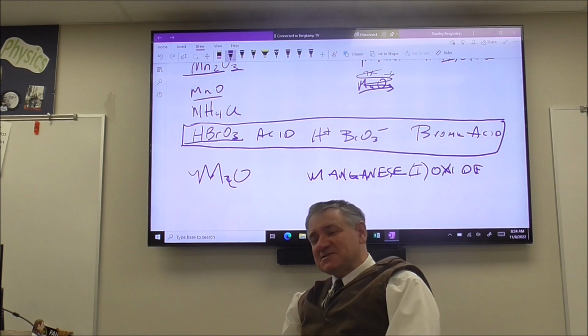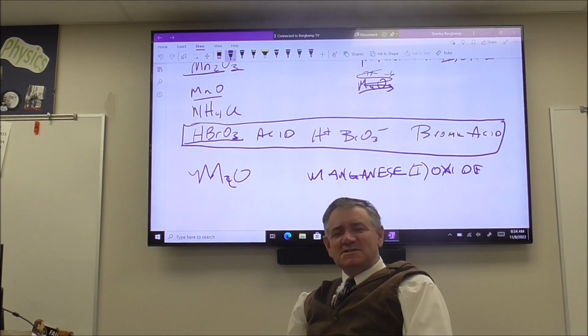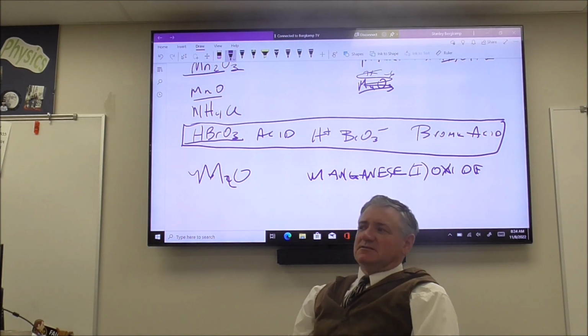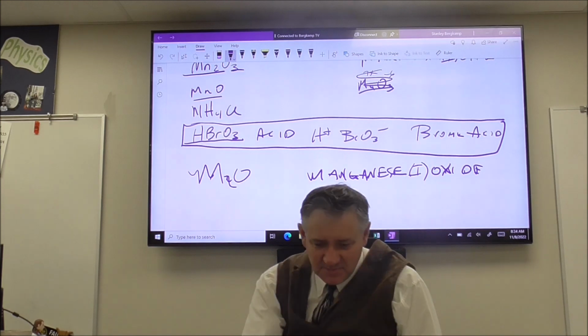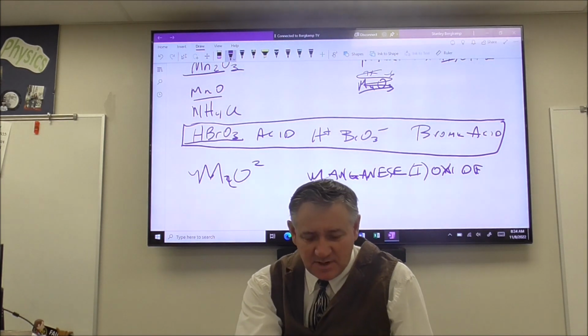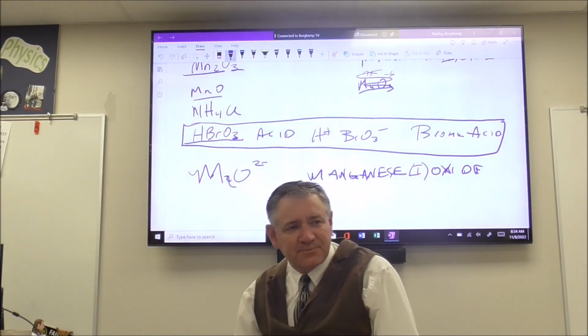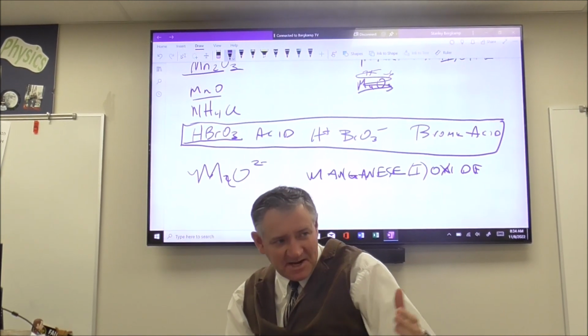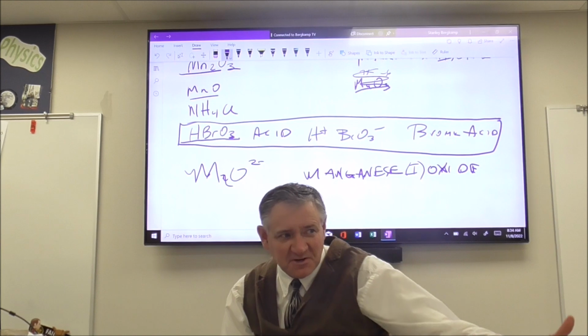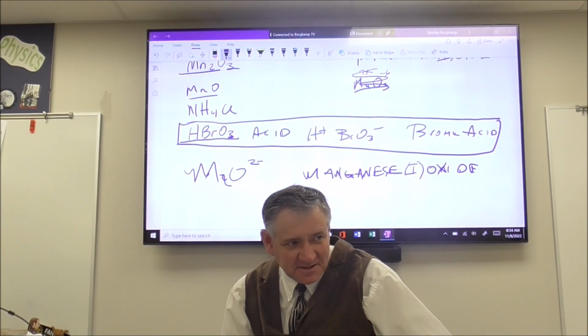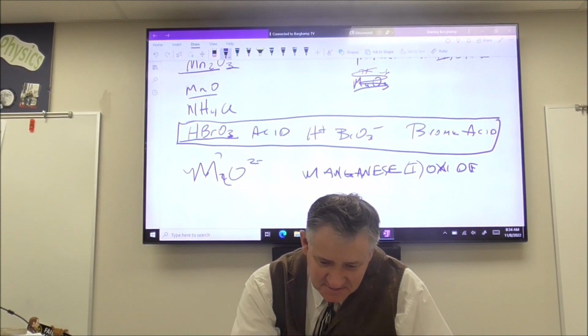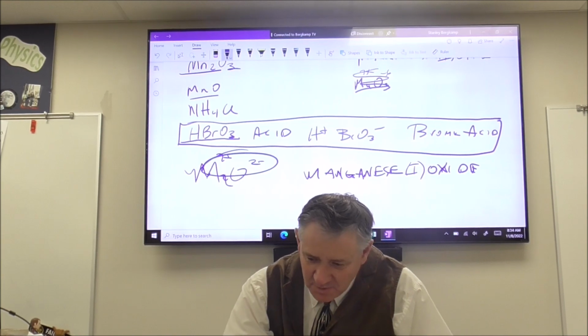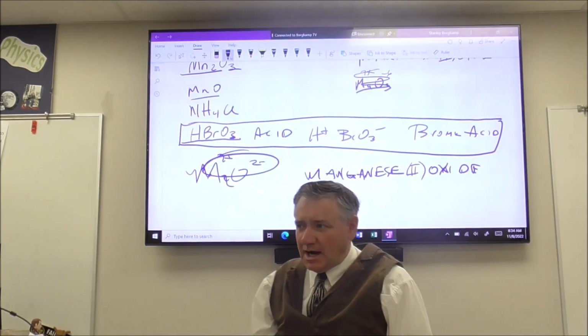Is it because oxygen's oxidation state is 2 minus? Yes. Start with your anion. What's the oxidation state of oxygen? Always 2 minus. There are no exceptions except for hydrogen peroxide, and don't worry about that. So, Luke, if oxygen is 2 minus and everything has to add up to equal 0, what does the manganese have to be? 2 plus. 2 plus. So therefore, we get manganese 2 oxide.